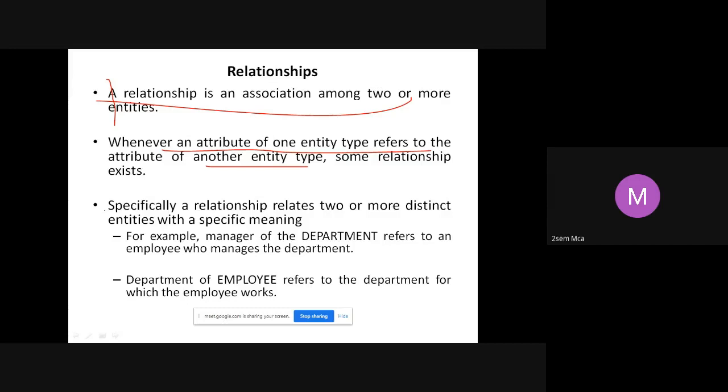So I gave the example of the entity diagram we have already seen. This is another example. Manager of the department refers to an employee who manages the department. So employee is one entity. Department is one entity. I can always say employee manages department. So this manages becomes a relationship. I also told you that verbs are always relationships, nouns are entities.